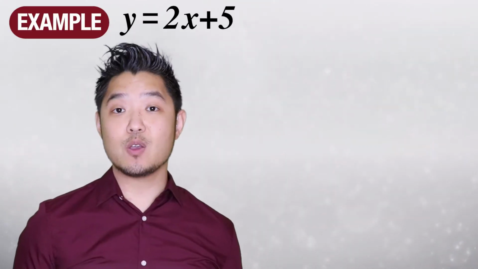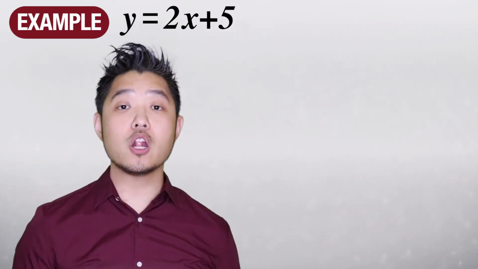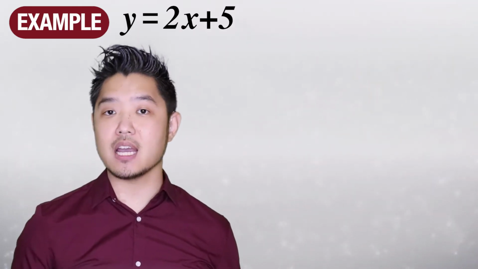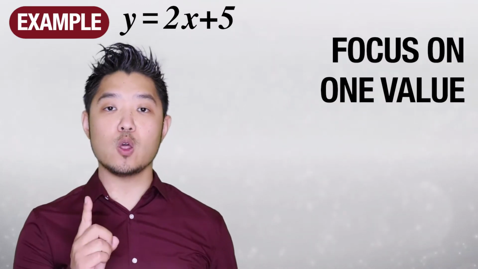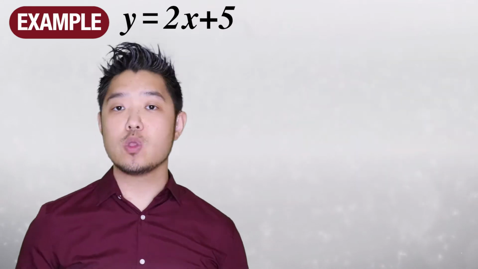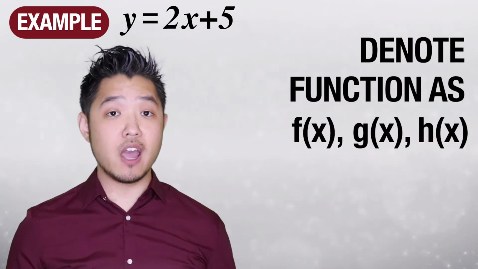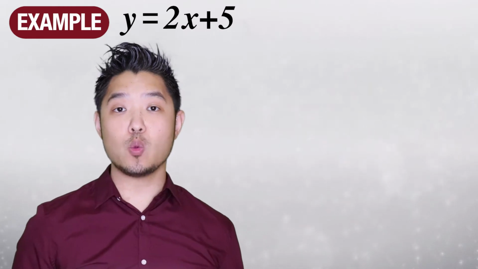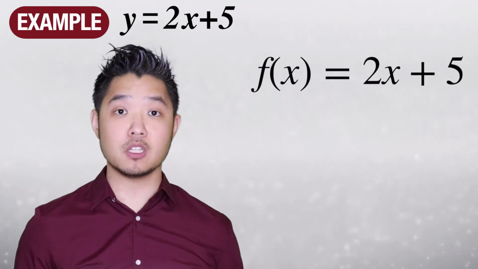Let's say we have an equation of y equals 2x plus 5. Normally, there are multiple values of y for every x. However, for functions, we only focus on one value for a specific x value. We usually denote a function as f of x, g of x, or h of x. Now, for the equation y is equal to 2x plus 5, the function can be written as f of x is equal to 2x plus 5.